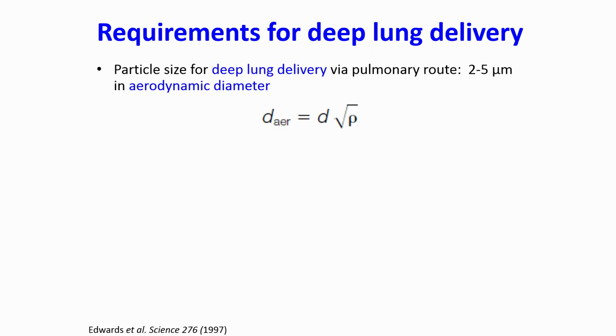So again, what are the requirements? As I said, we have to have 2 to 5 micron, 1 to 5 micron in the deep lung, and the d arrow for polymeric particle we had also discussed. It is nothing but it is related to the physical diameter and the square root of the density.